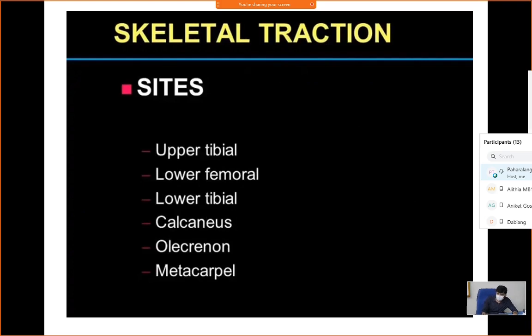The sites of skeletal traction are upper tibia, lower femur, lower tibia, calcaneum, olecranon and metacarpal. See, even in the metacarpal bone you can put a K-wire and give traction. So in almost all bones you can give skeletal traction. I'll show all the different types of skeletal traction.